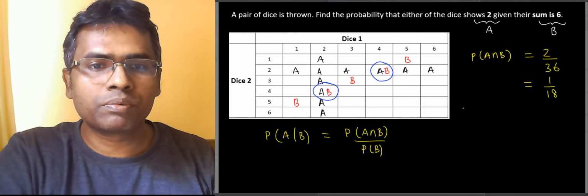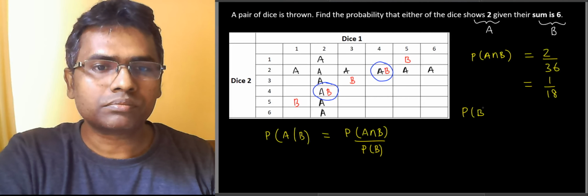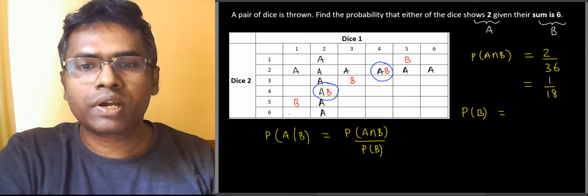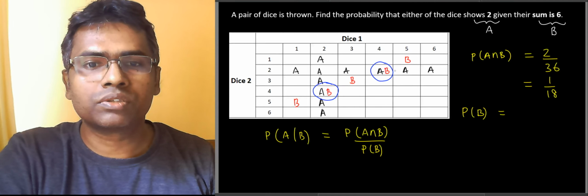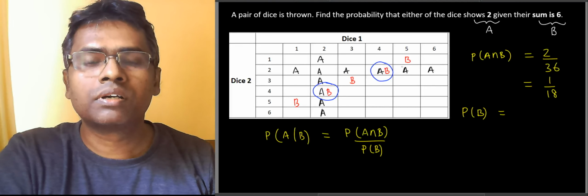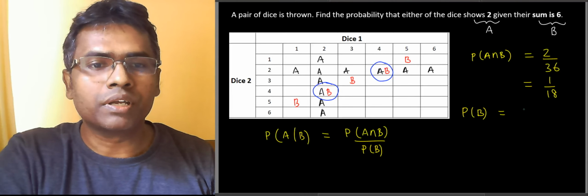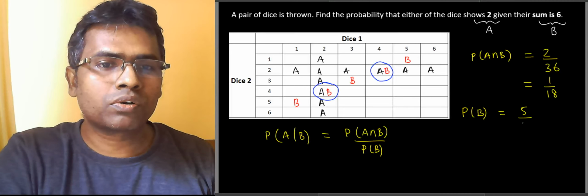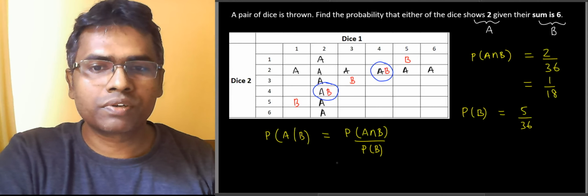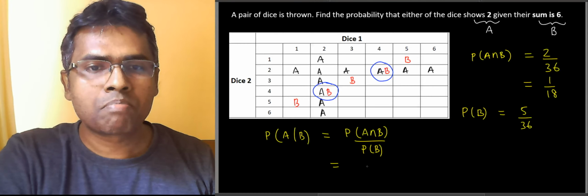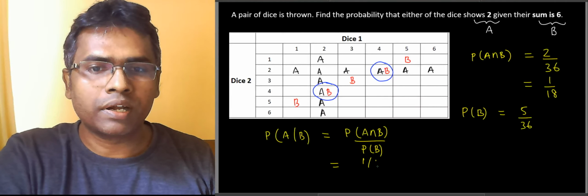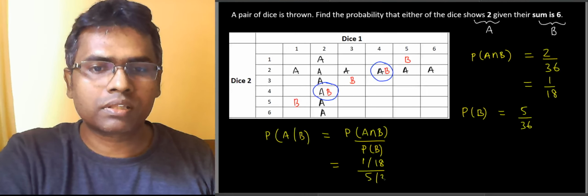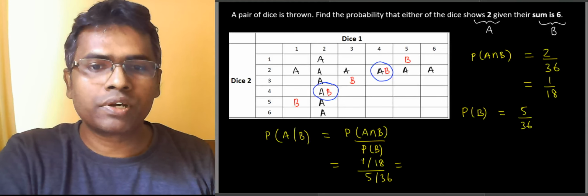And similarly, what is the probability of B? So if you look at B, 1, 2, so there are 5 outcomes favoring B out of 36 outcomes. So if I put them here, I have 1 over 18 divided by 5 over 36. So the probability of A given B is 2 by 5.